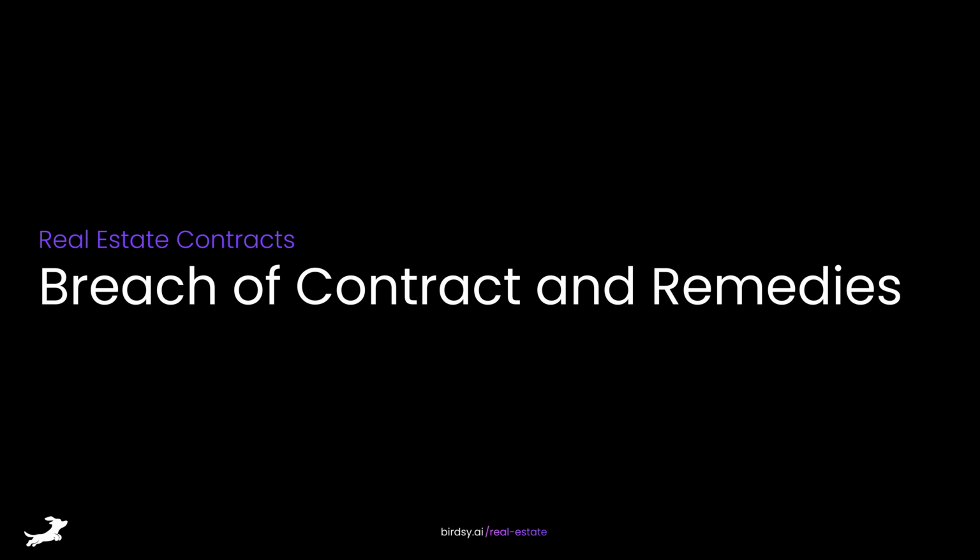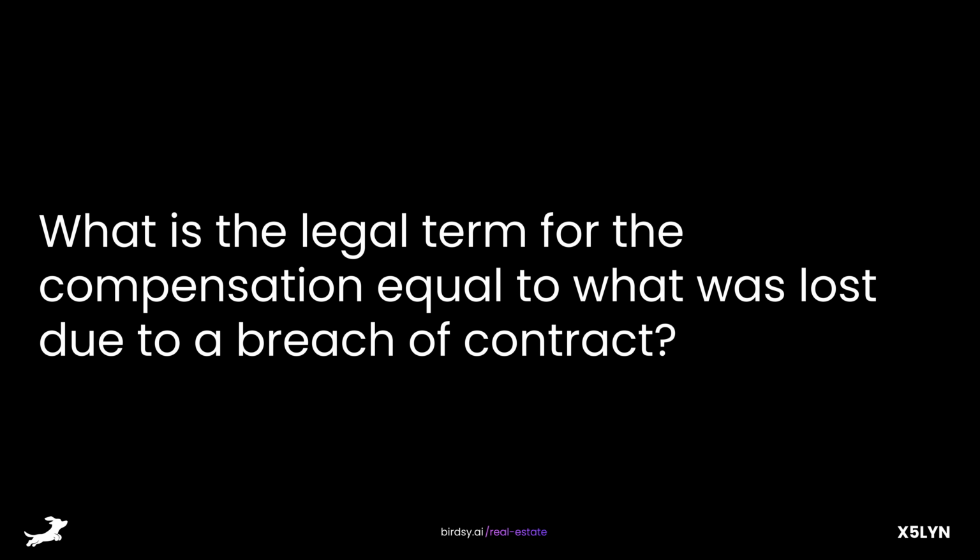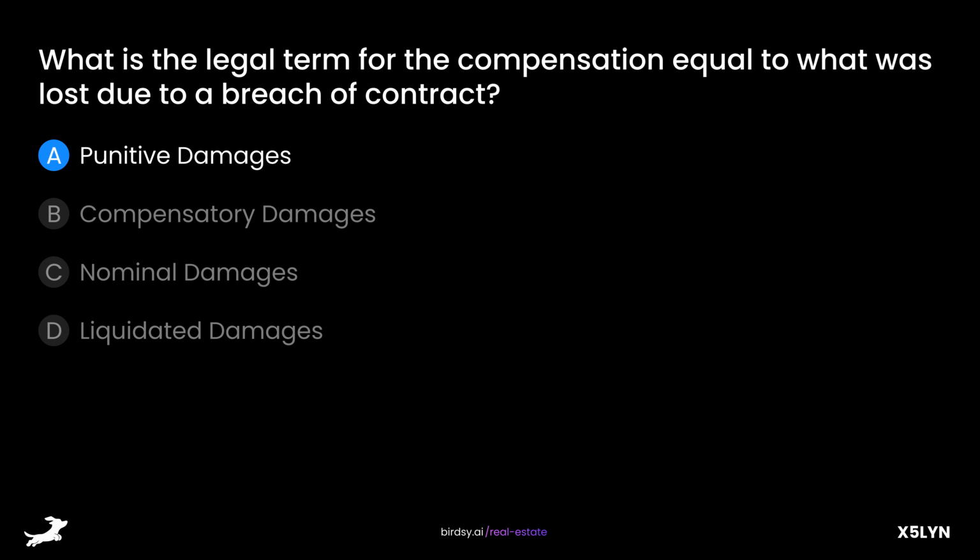Breach of contract and remedies. What is the legal term for the compensation equal to what was lost due to a breach of contract? Is it A, punitive damages, B, compensatory damages, C, nominal damages, or D, liquidated damages? The answer is B, compensatory damages.